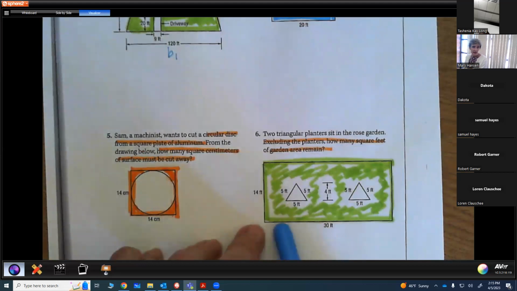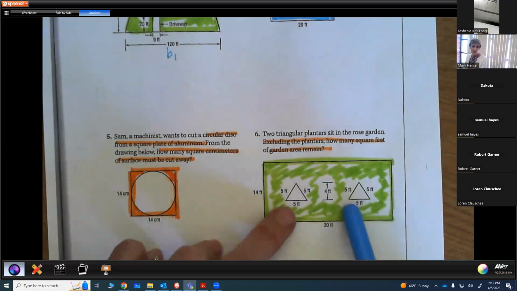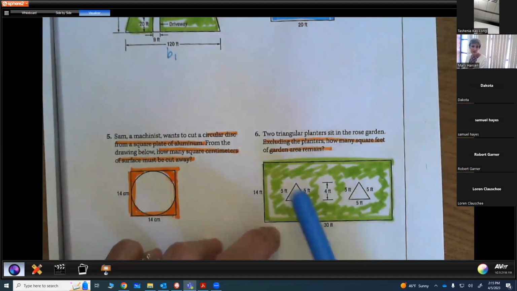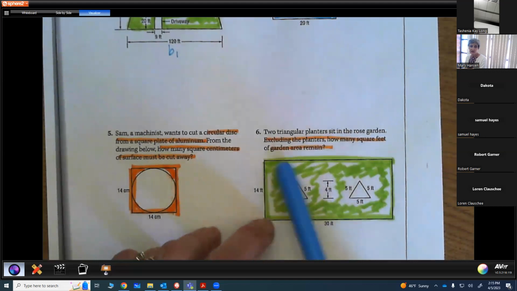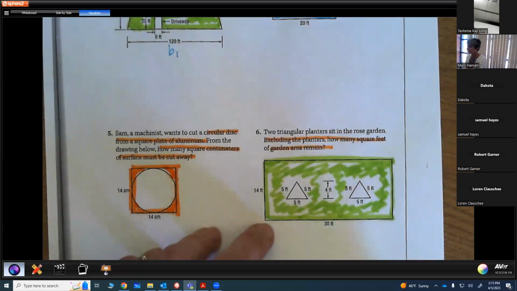And then number 6, we've got a rose garden. Looks like it'd be 7. And we've got 2 triangular planters. We're trying to figure out the area of all the stuff I've shaded green. I didn't shade every single bit because I didn't want to write over the numbers. But in words, how would we find the area of basically the entire garden without these planters? Subtract the triangles from the area. Right. Curtis says we're going to subtract the area of the triangles from the area of the rectangle.